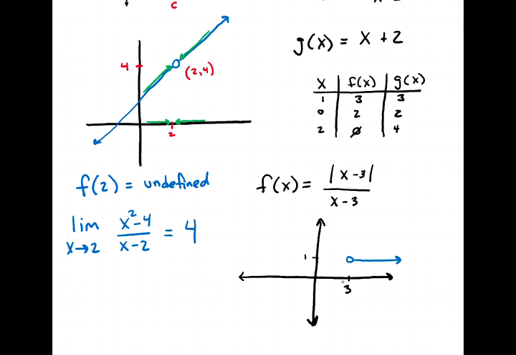Now, if you plug in any number less than 3, like if you plugged in a 2, you get the absolute value of 2 minus 3, divided by 2 minus 3, which means the top would be a positive 1, and the bottom would be a negative 1. So any number over itself, where one is positive and one is negative, will give you a negative 1.